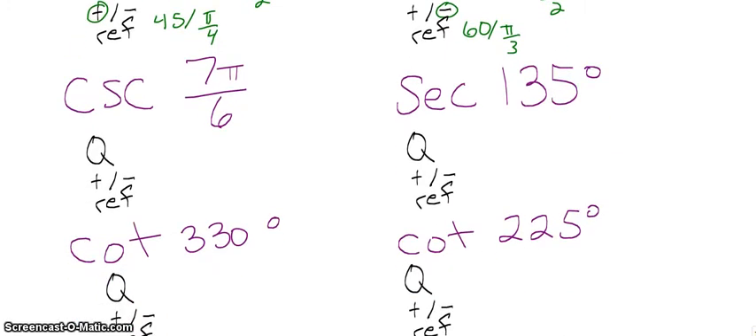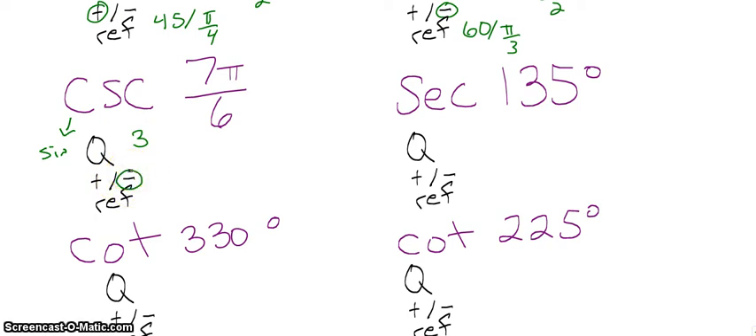Throwing in some of our inverses. So if I'm looking at 7 pi over 6, that is going to be more than 1 pi, but it's definitely less than 1/2. It's just a little bit more than 1 pi. So we are in the third quadrant. Cosecant goes with our sine.